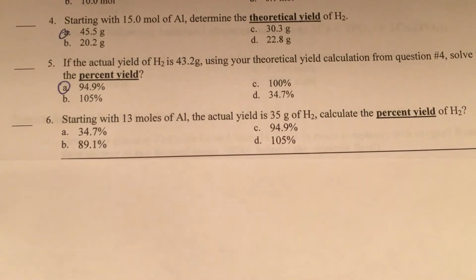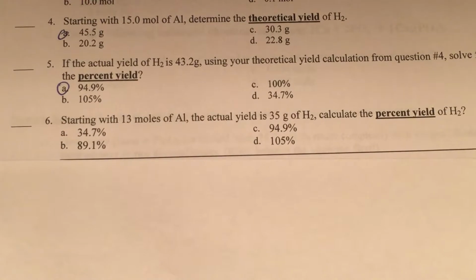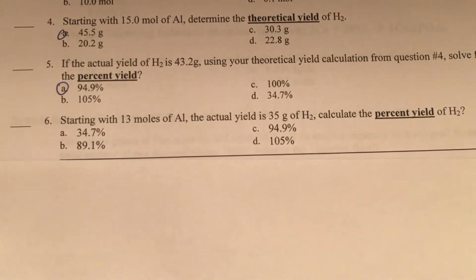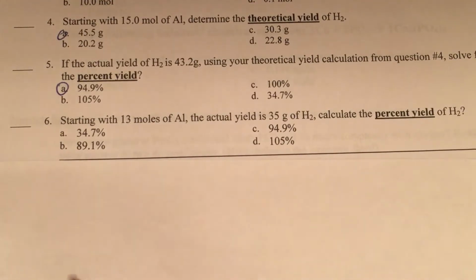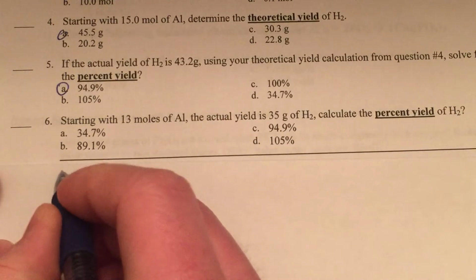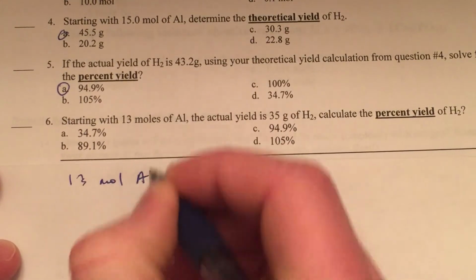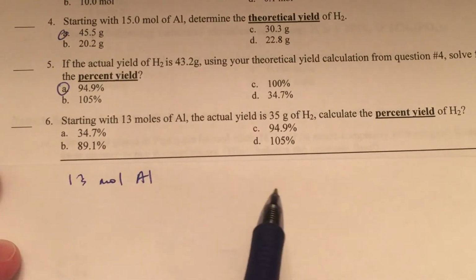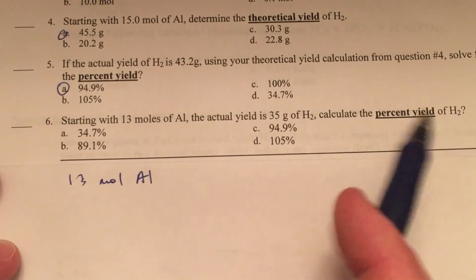Okay, so number 6 is a little bit of a long problem, just because it asks us to start with 13 moles of Al this time. So essentially we're doing the same process that we did through 4 and 5. We're just starting with 13 moles of Al rather than 15 moles of Al. So we do the same process here. Take what I've been given. So it tells me to start with 13 moles of Al. Okay. And I want to calculate the percent yield of H2.